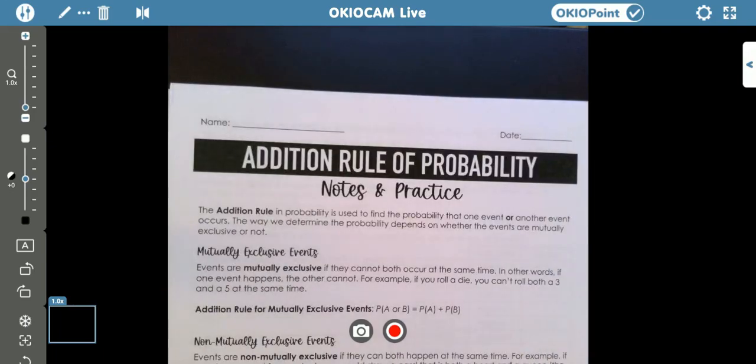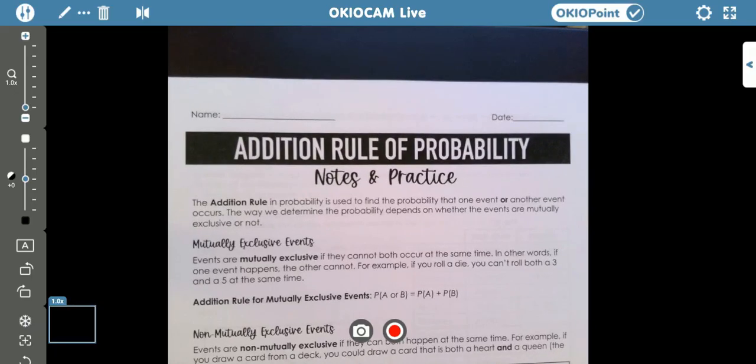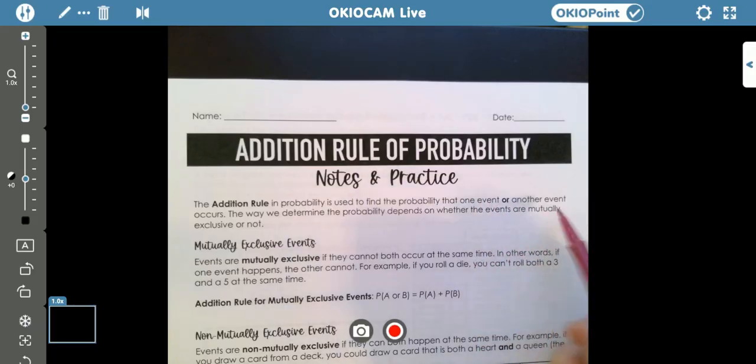So we're going to move on to the next rule of probability that we have, and that is called the addition rule of probability. So addition is actually the probability that one event or another event occurs. All right, so if I want to know what the probability of getting a red or a blue is, I need to add those 2 probabilities together. What's the probability of getting a red? What's the probability of getting a blue?